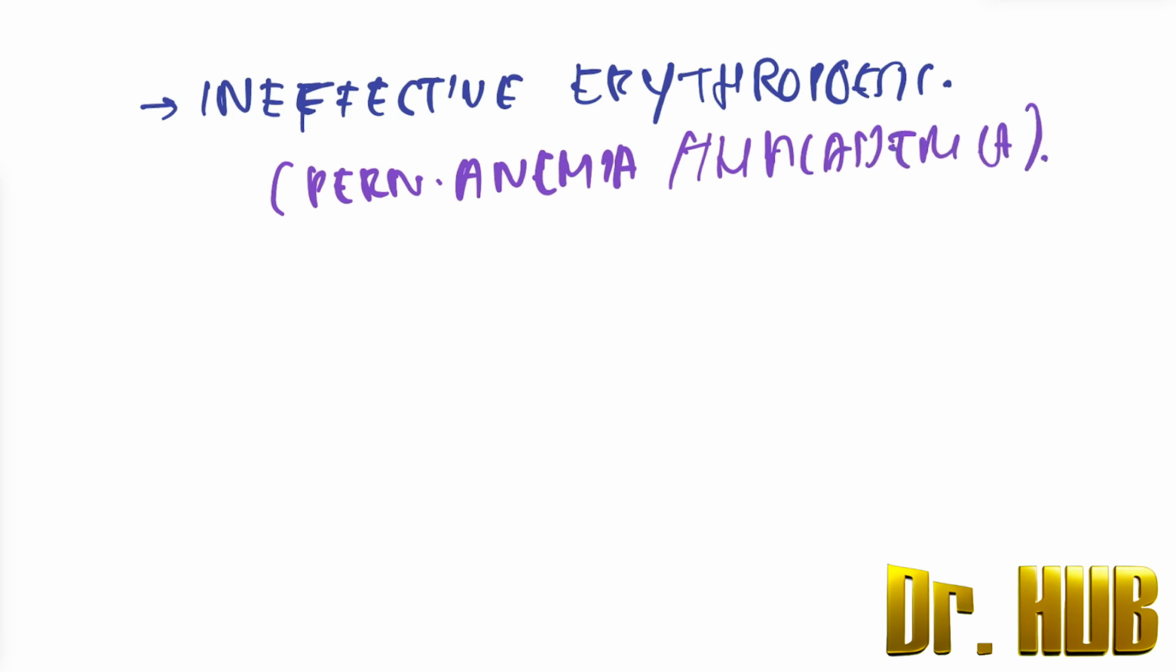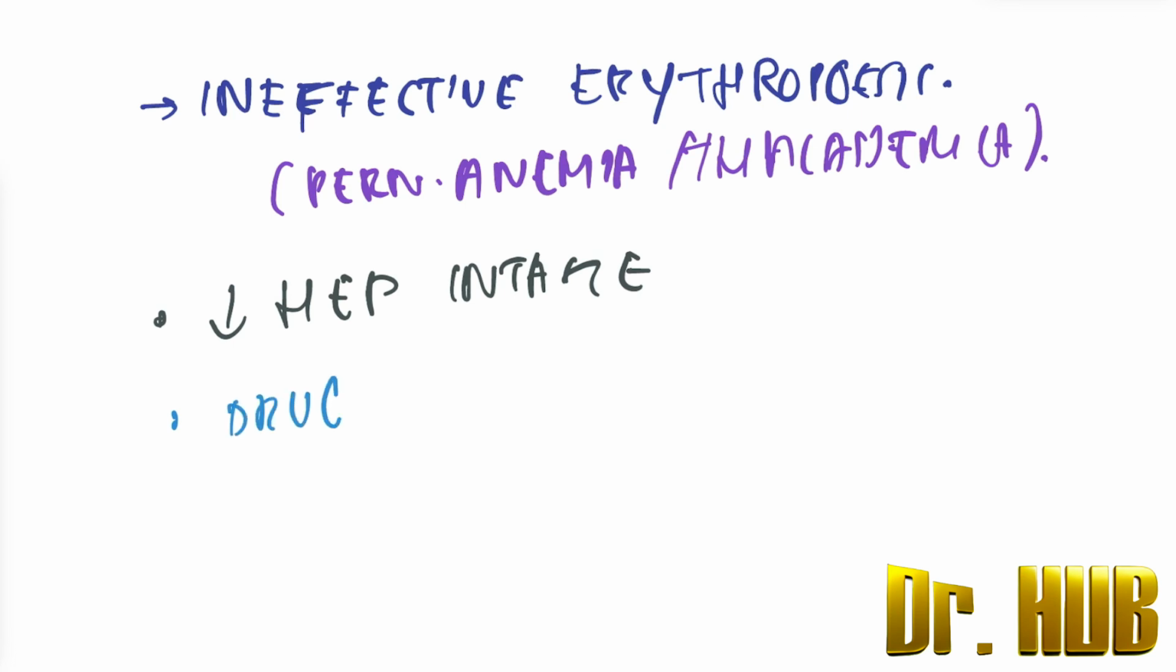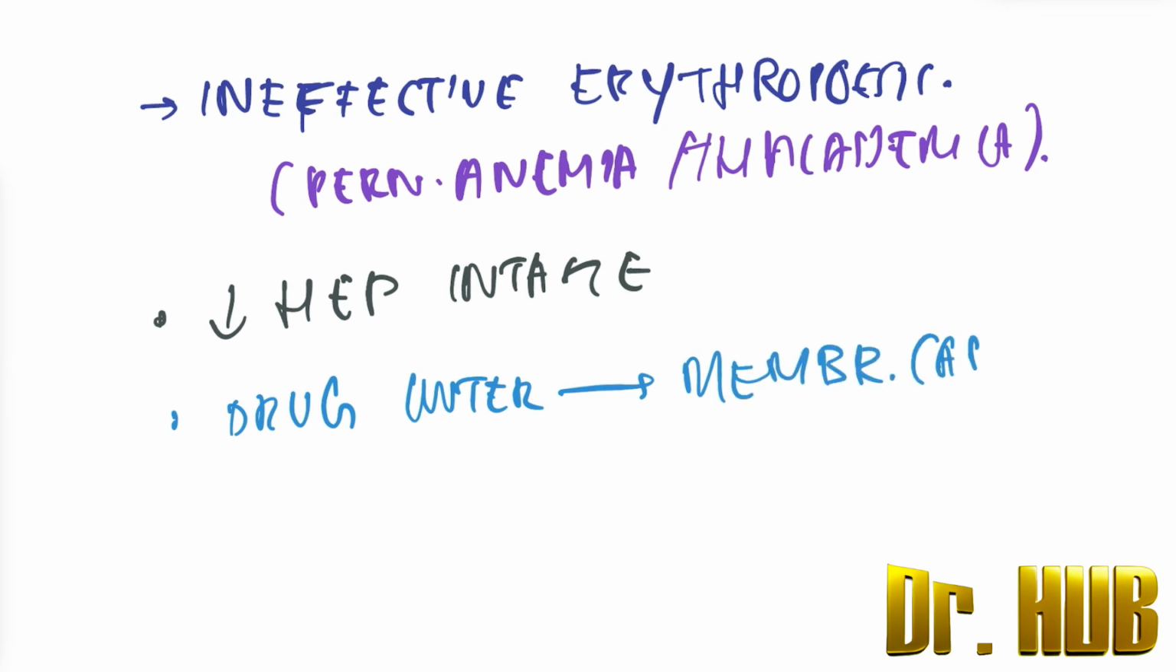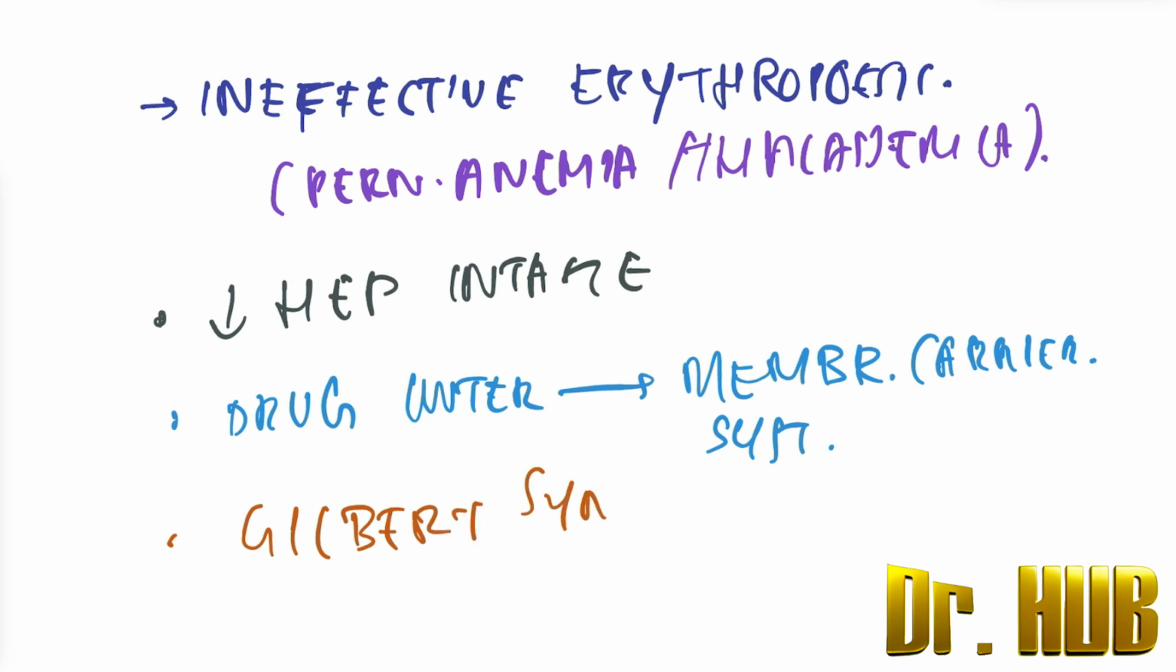Next, in terms of reduced hepatic intake, there is drug interference with the membrane carrier systems, and also some cases of Gilbert syndrome.